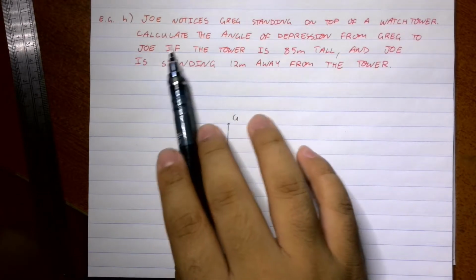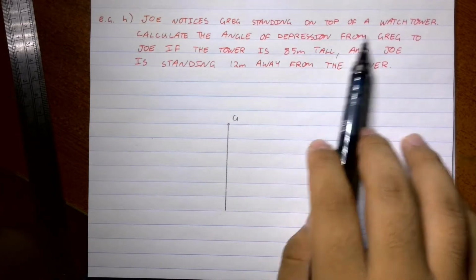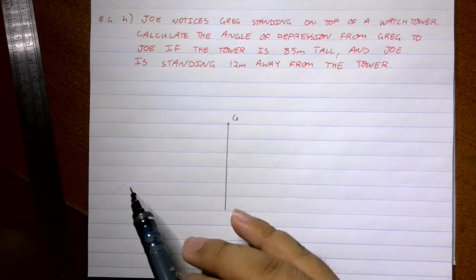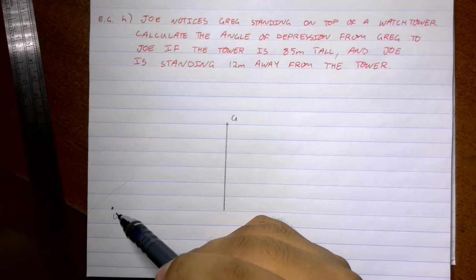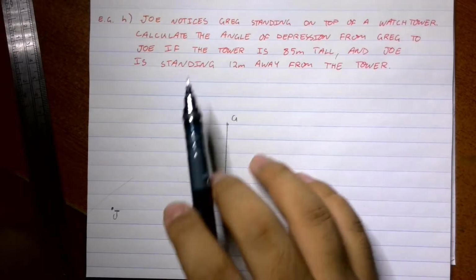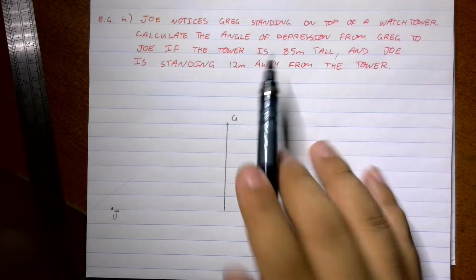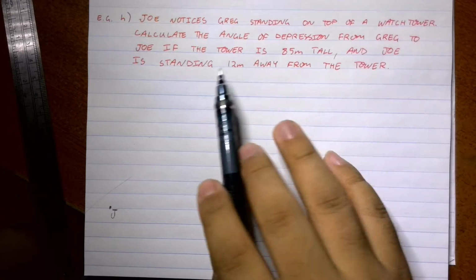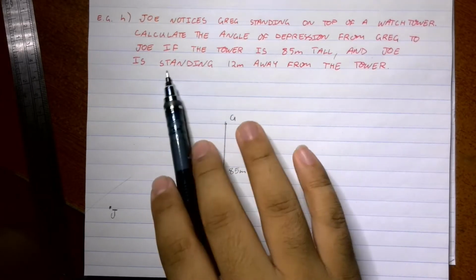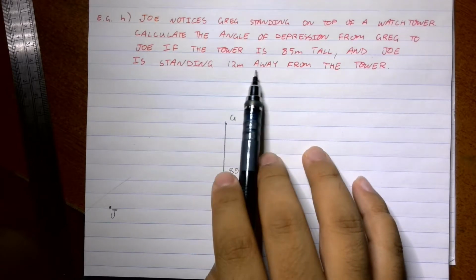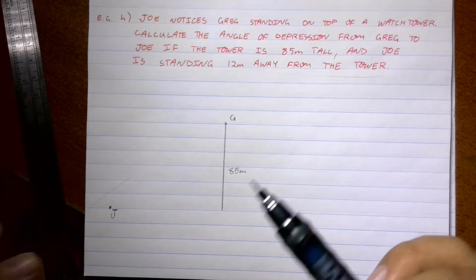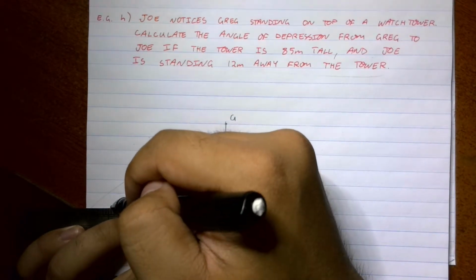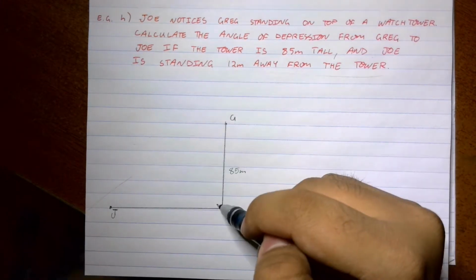It says here: calculate the angle of depression from Greg to Joe. So Joe is underneath Greg somewhere over here. If the tower is 85 meters tall, so this is an 85 meter tall tower, and Joe is standing 12 meters away from the tower. This is presuming that Joe is standing on ground level. So let's make that assumption, and let's continue from there.